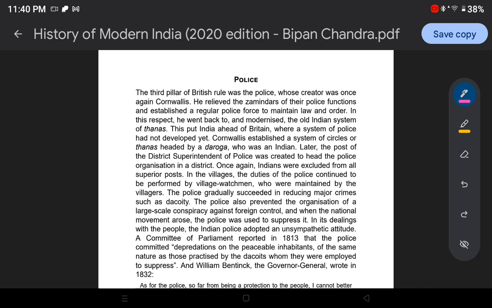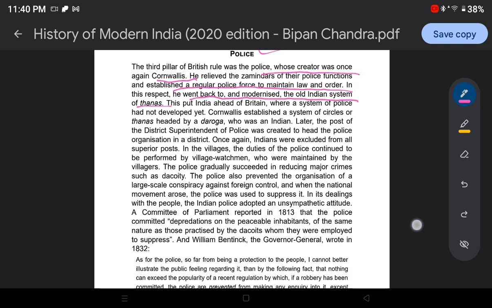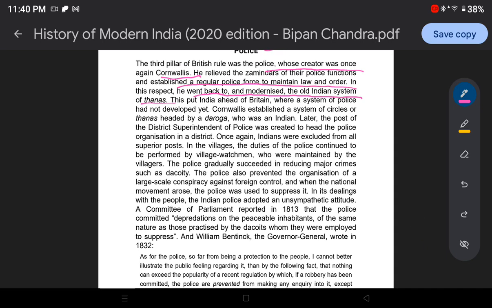The third pillar of British rule was the police, whose creator was once again Cornwallis. He relieved the zamindars of their police functions and established a regular police force to maintain law and order. In this respect, he went back to and modernized the old Indian system of thanas, thus putting India ahead of Britain, where a system of police had not developed yet.